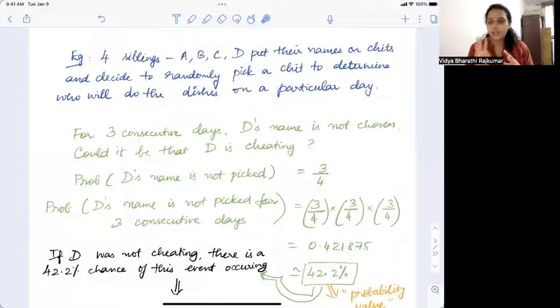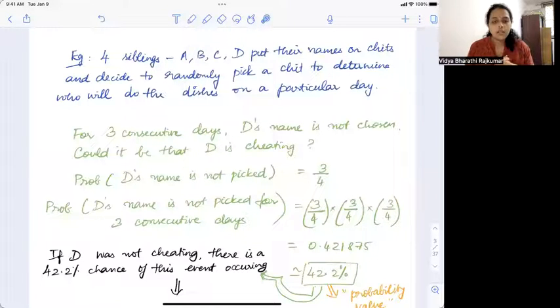Suppose we see that for 3 consecutive days, B's name is not picked. The siblings are all doing the dishes, but for 3 days, this sibling's name doesn't show up. And there are 4 siblings in total. Now, is it reason enough to suspect that there is some cheating going on? That somebody has tampered with the chits, or maybe with the computer program, so that B's name is not showing up. Maybe D has tampered and cheated. How will you go about testing your suspicion?